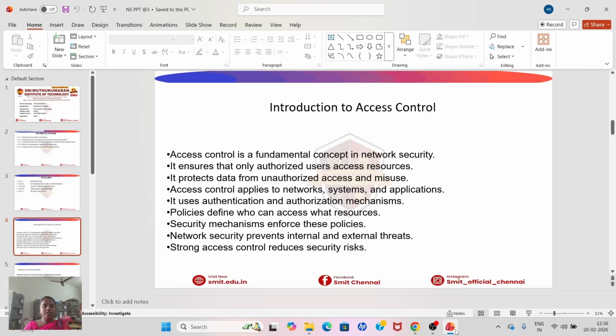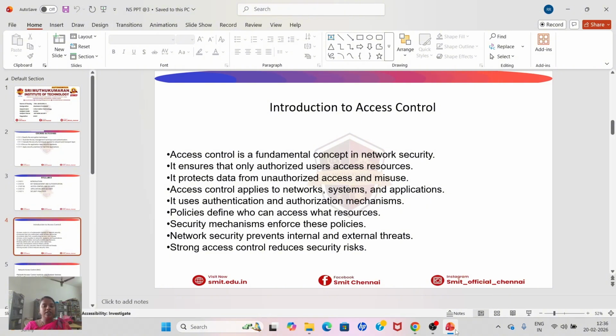Access control ensures that authorized users get access. Unauthorized users are denied access. Users can perform only permitted actions. Access control protects the data, application, network, operating system and physical resources. It ensures that only authorized users access resources. It protects data from unauthorized access and misuse. It uses authentication and authorization mechanisms. Policies define who can access what resources. Security mechanisms enforce these policies.